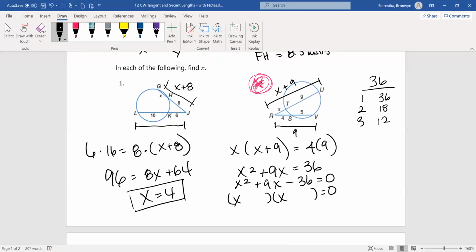How do I get 9 out of 3 and 12? Well, plus 12 minus 3. Negative 3 times 12 is negative 36. 12 minus 3 is 9. So when we do our math, we want x plus 12 equals 0 and x minus 3 equals 0. Well, if I subtract 12 from both sides in the first equation, I'm going to get x equals negative 12. And in the second equation, I'm going to get x equals 3. Looking up at the diagram, can you have a negative length? No. This is our answer. X equals 3.